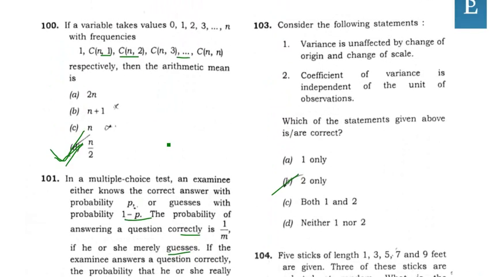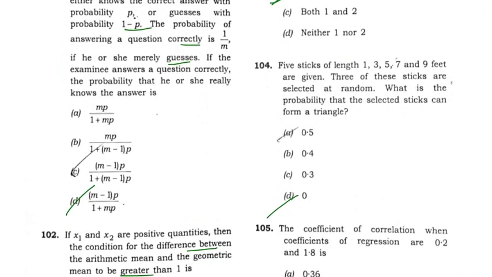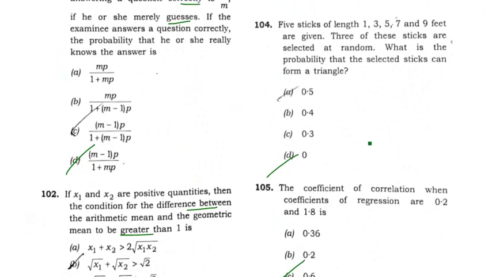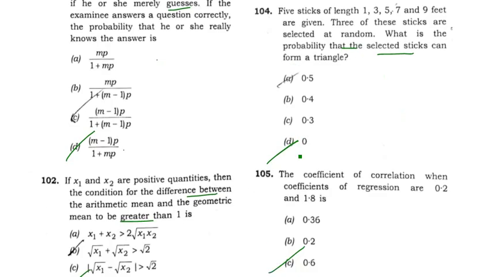Next question: consider the following statement: variance is unaffected by change of origin and change of scale, and coefficient of variance is independent of the unit of observation. Right option is B. Five sticks of length 1, 3, 5, 7 and 9 feet are given. Three of these sticks are selected at random. What is the probability that the selected sticks can form a triangle? So actually it's 0 chances.